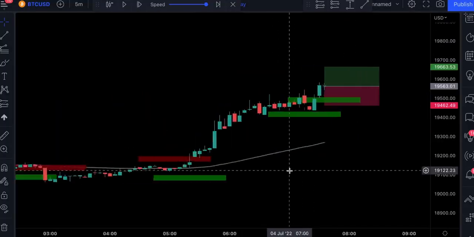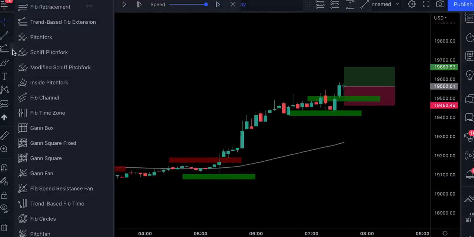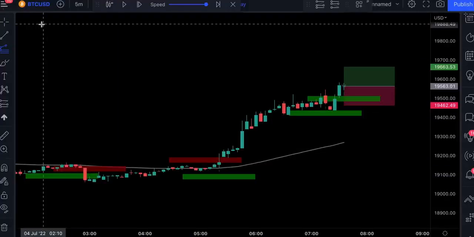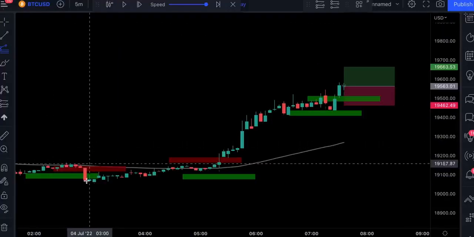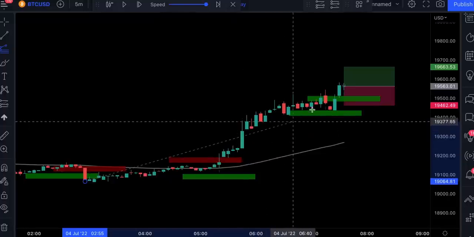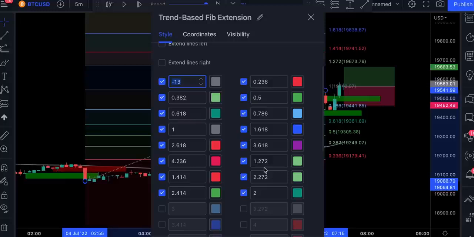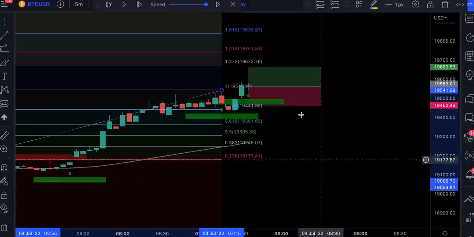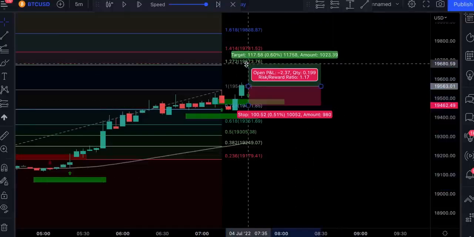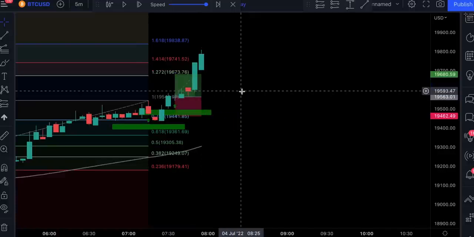For example, if you can't find the recent highest price for your take profit target, you need to use the trend-based Fibonacci extension. And what you basically need to do is to draw the Fibonacci from the lowest point before the price crossed above the moving average all the way up to the recent swing high. By the way, you need to access the settings on a Fibonacci and enable these numbers up to 2.414 and 2. Okay, now we're going to set our take profit target at the first Fibonacci level. We see the price easily triggers our target.